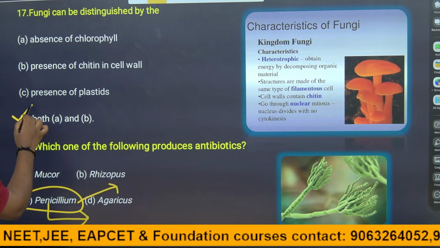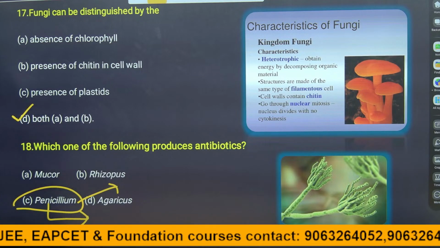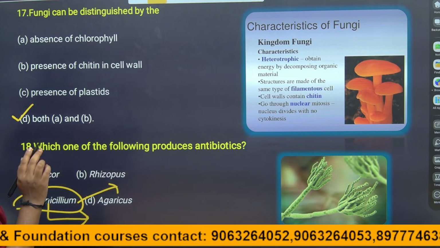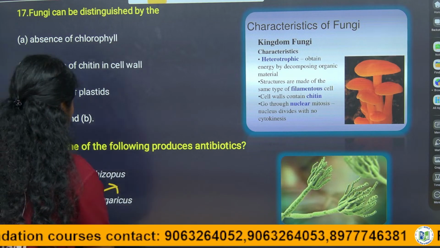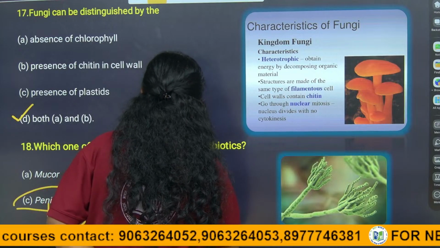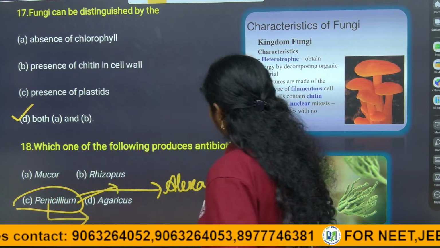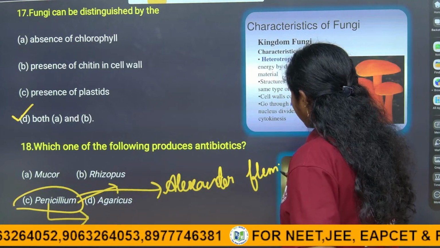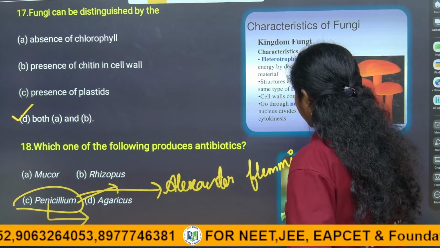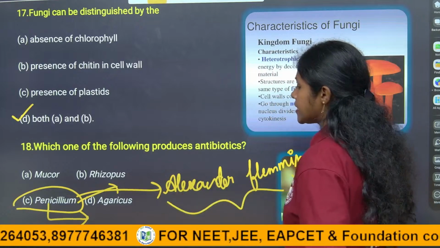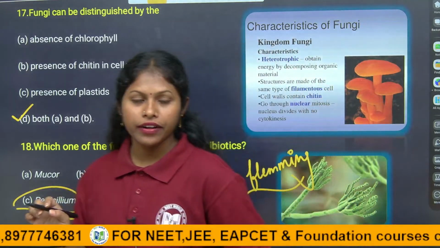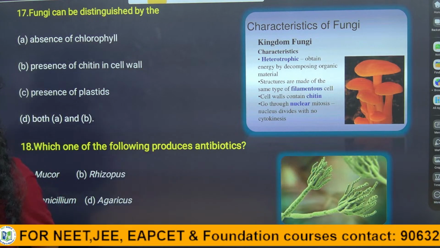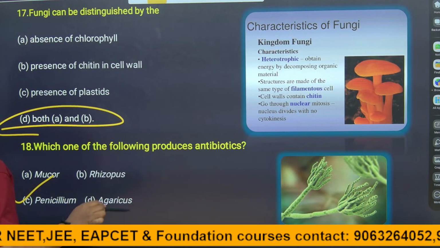In the 17th question the answer is D. In the 18th question the answer is D. The first person who discovered the antibiotic is Alexander Fleming. Alexander Fleming is the first who discovered the penicillin antibiotic, right? This is about the 18th question, the answer is C. In the 17th question the answer is D.